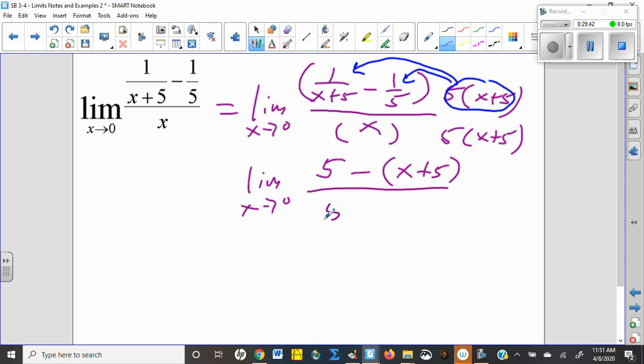Now this is another problem. People forget to multiply the bottom. Okay, you have to write that you're multiplying the top and the bottom.